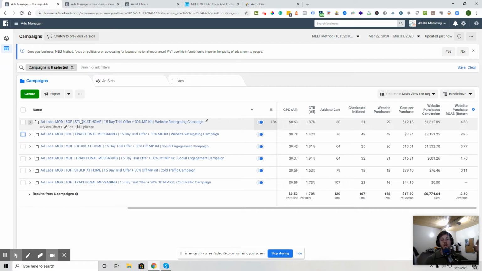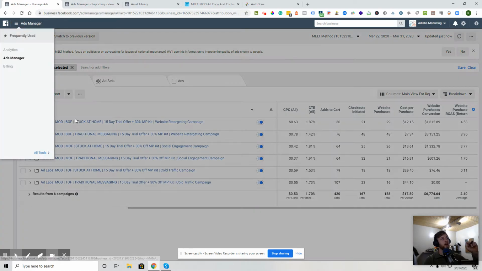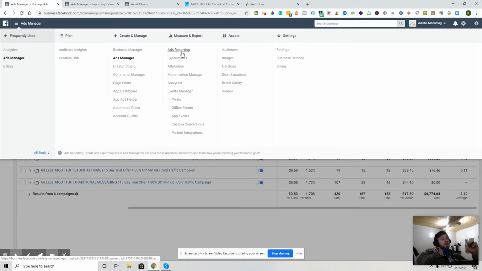Now, I know traditionally we would segment this down even further, and we would do website engagement and then another audience for abandoned cart recovery. That's just not being shown here because we do dynamic product campaigns and so on and so forth. But focusing here, we're going to jump over into the ads reporting, which you get to by going to the top left, top bar, and going to ads reporting.